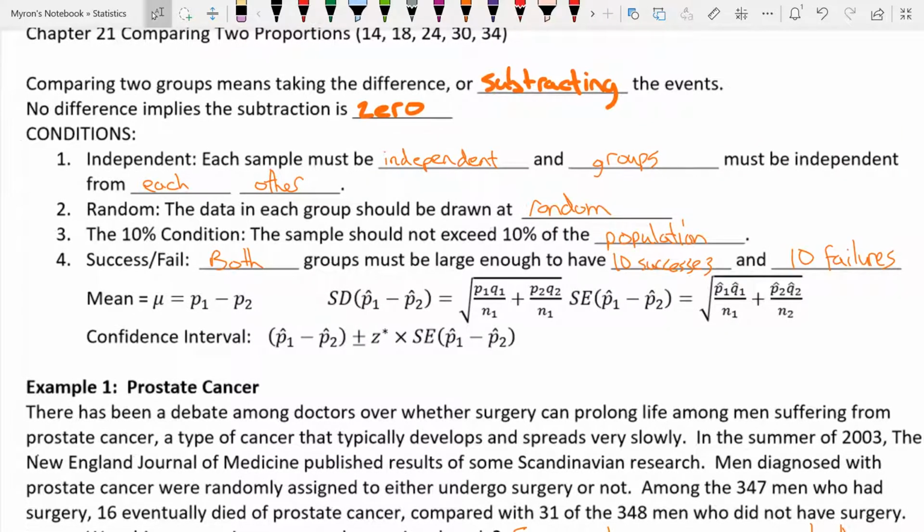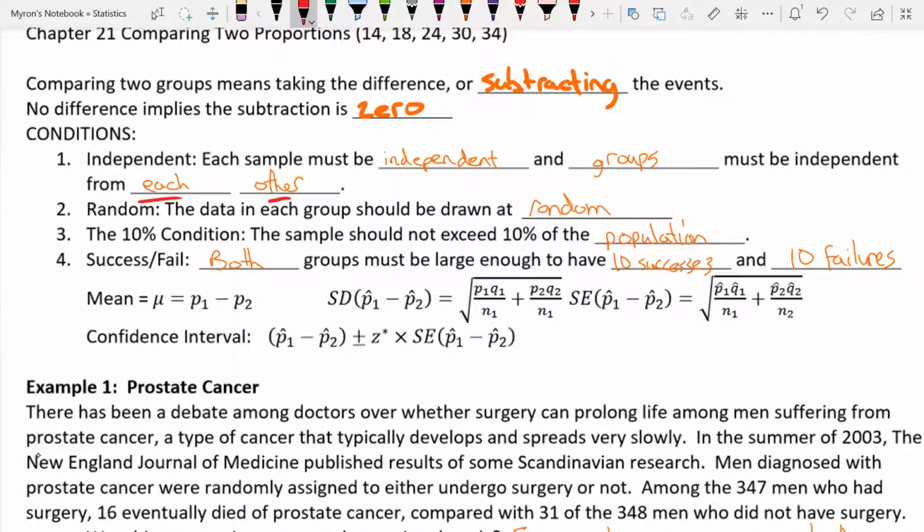You have to meet the conditions first to be able to do one of these, and the conditions haven't changed from previous chapters. First thing is they have to be independent, except now we're talking about two different groups. So not only must each sample be independent, but the two groups must be independent of each other as well. And that's where we get these right here. They must be independent of each other. They need to be random. The data in each group should be drawn at random.